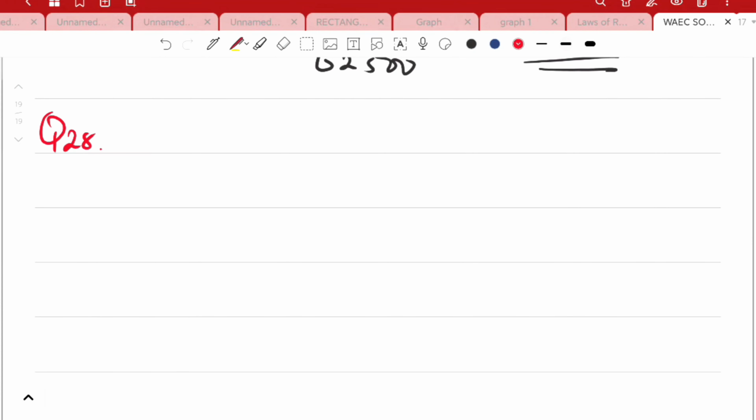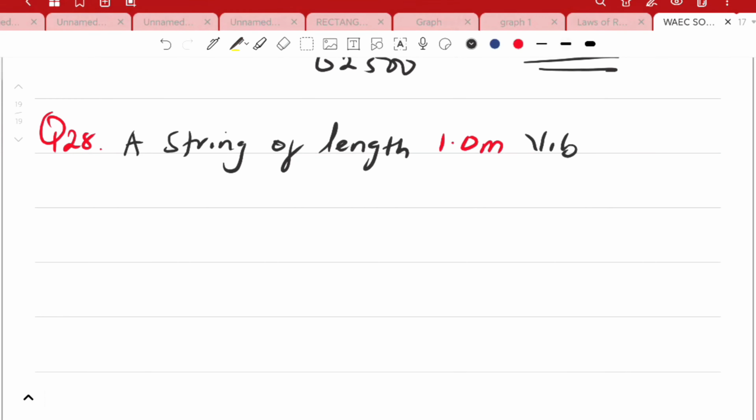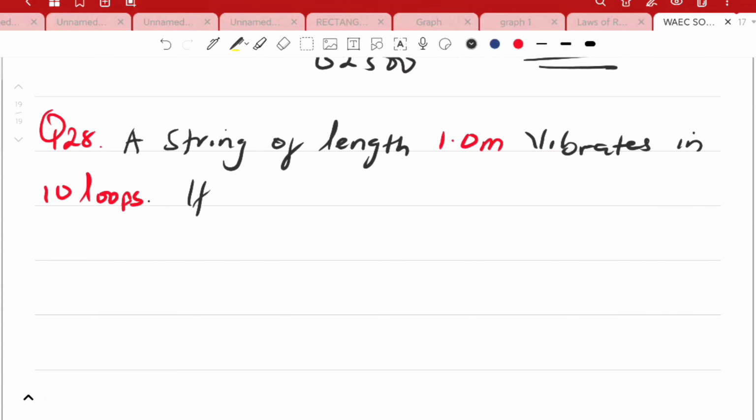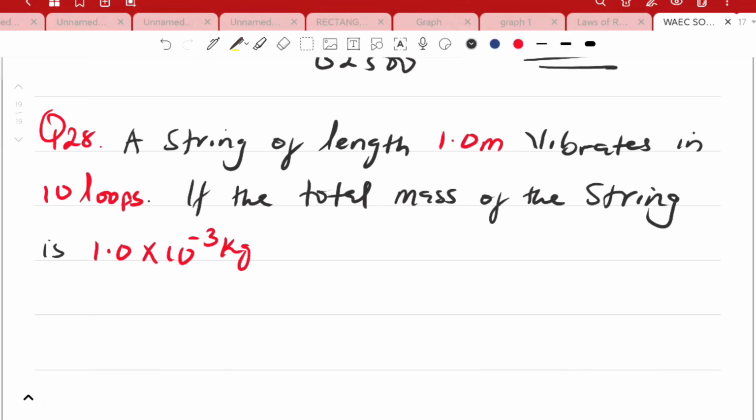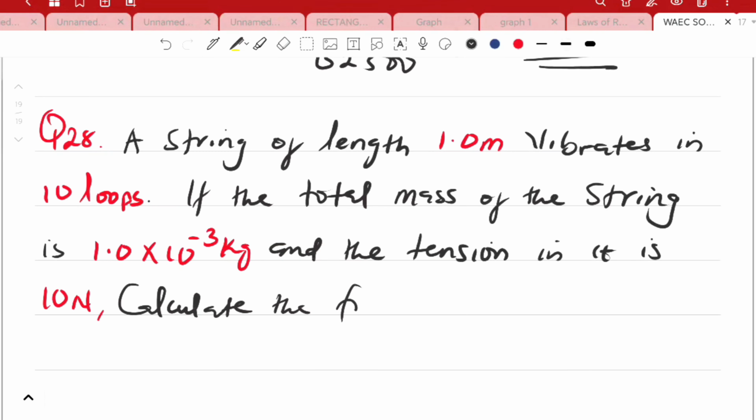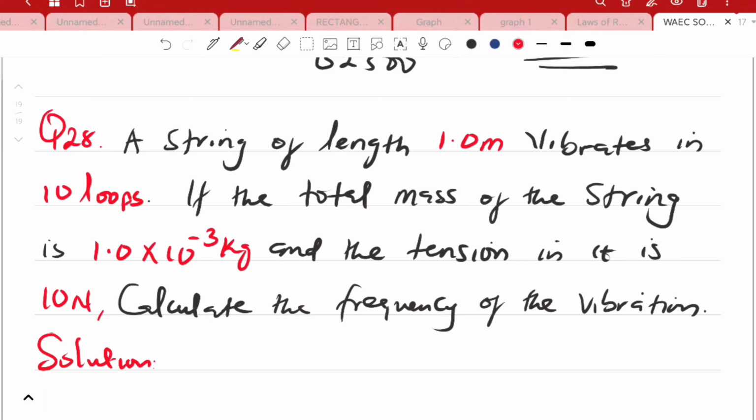Next question. It goes, a string of length 1.0 meters vibrates in 10 loops. If the total mass of the string is 1.0 times 10 raised by minus 3 kilograms and the tension in it is 10 Newton, then calculate the frequency of the vibration.